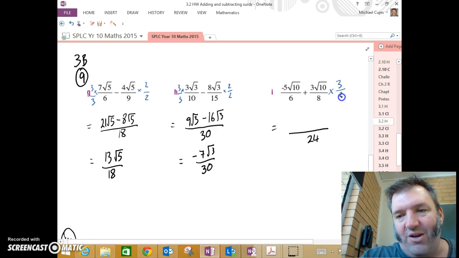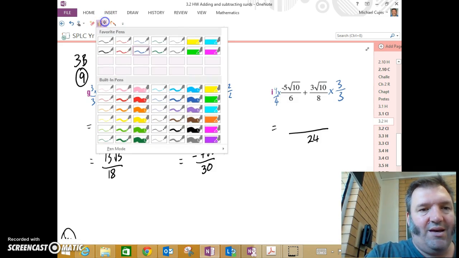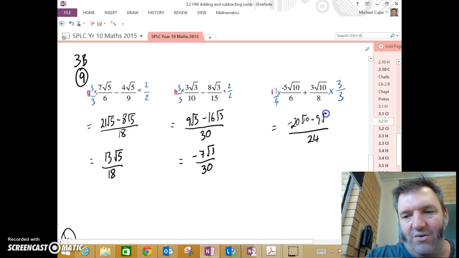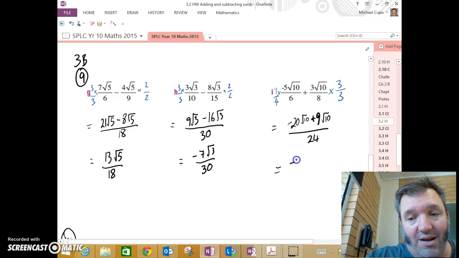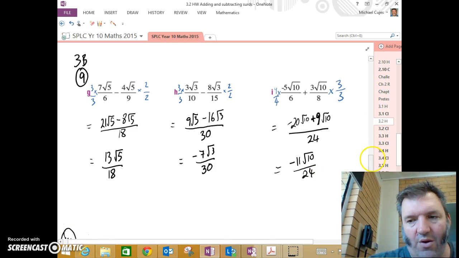All right, multiply by 3 over 3 on the right. That'll get me to 24. On the left, it's got to be 4 over 4 to get to 24. Let's see how that works for us. 4 by negative 5 root 10, that's negative 20 root 10. 3 by 3, that's positive 9 root 10, all over 24. That plus didn't work quite so well, and that looks a bit like a 5. Let's make it a 9. Negative 20 plus 9, negative 11 root 10 divided by 24. And you're done. All right, one more to go.